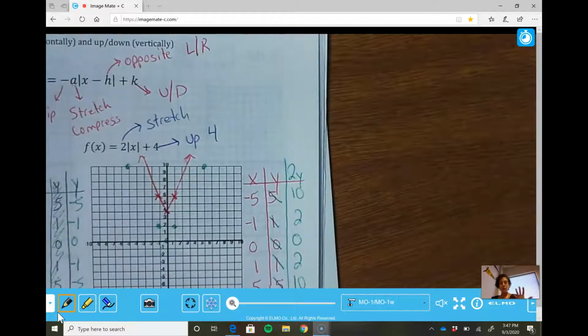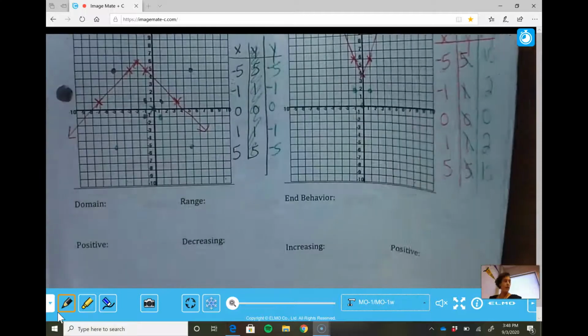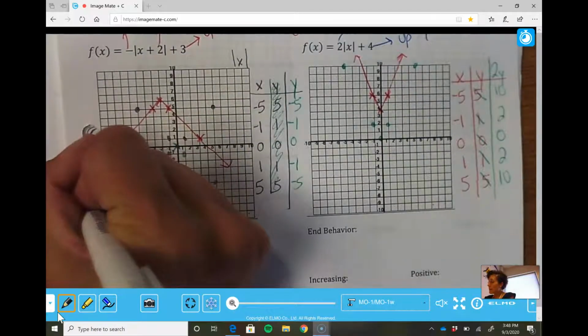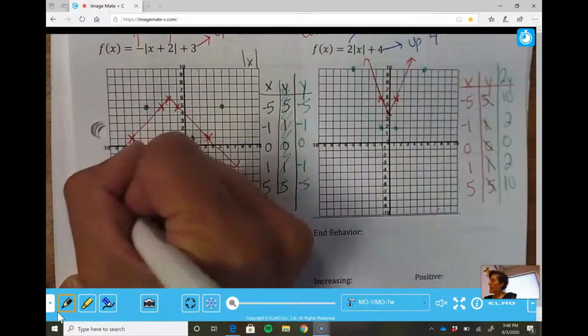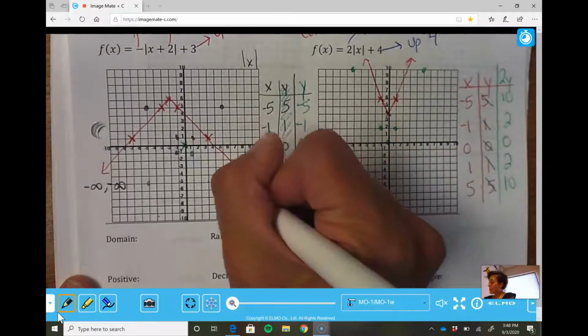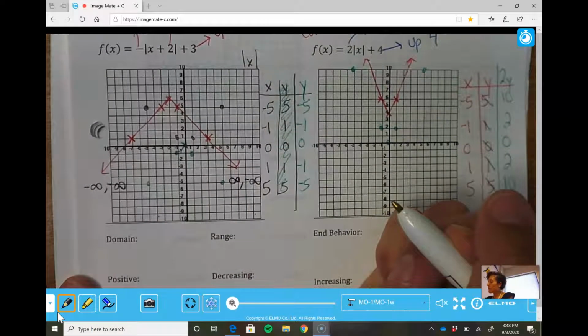So let's just do a quick review of domain, range, and all of this stuff. So remember, you always have to mark your key points. So the final graph, on the left, it's always negative infinity, and it's going down, negative infinity. On the right side, since it's going right, that's infinity, and it's going down, so that's negative infinity.